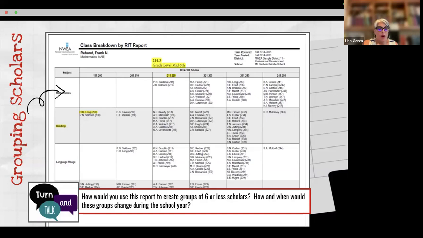Turn and talk with a partner about how you would use this to group your scholars together. How would you create groups of 6 or less scholars using this data? And how and when would these groups change during the school year? I'm going to give you 3 minutes to talk with a partner. Let me have someone share what you and your partner discussed.